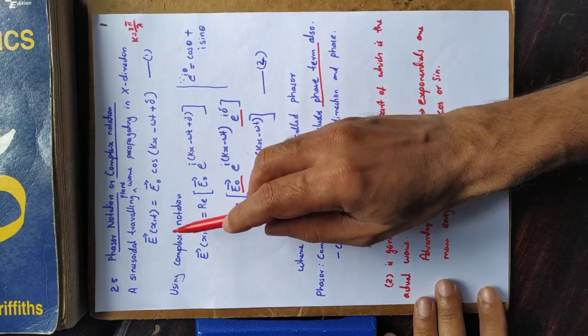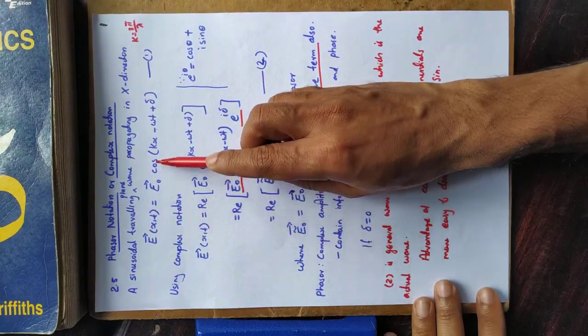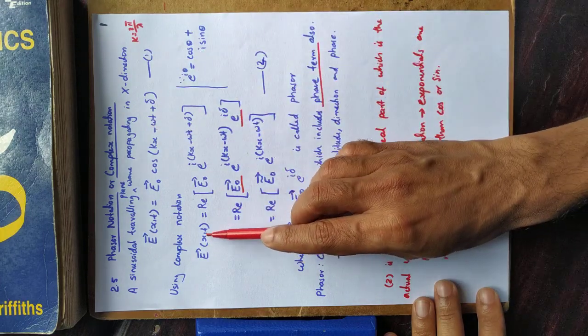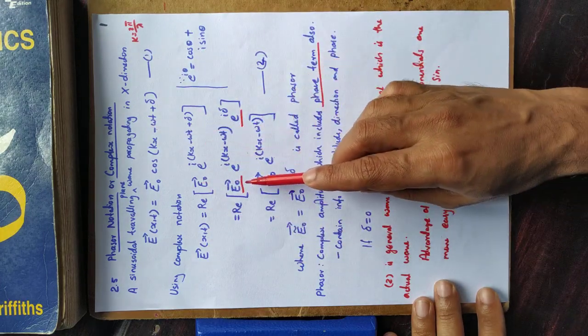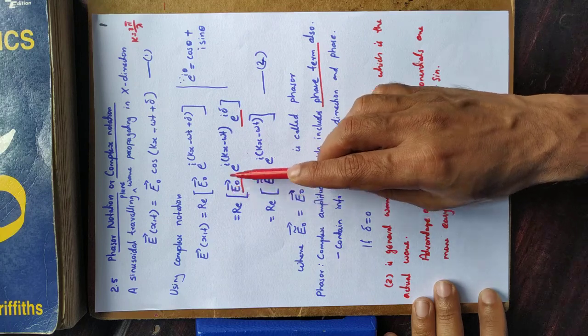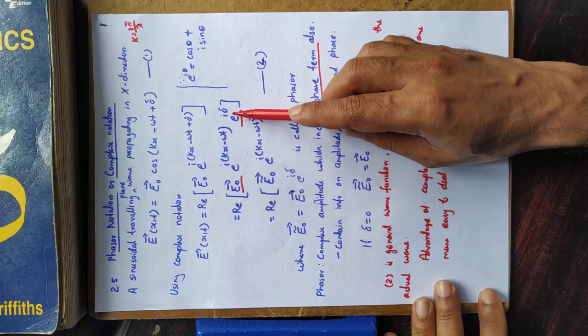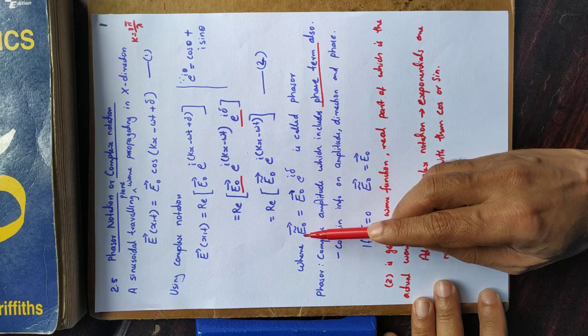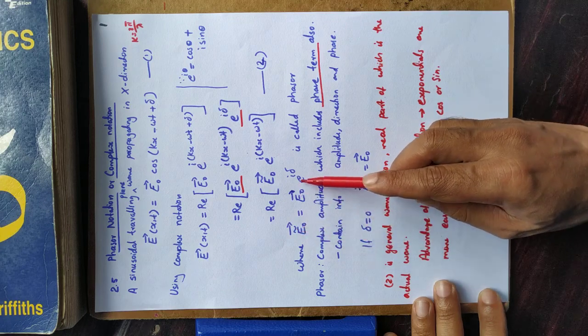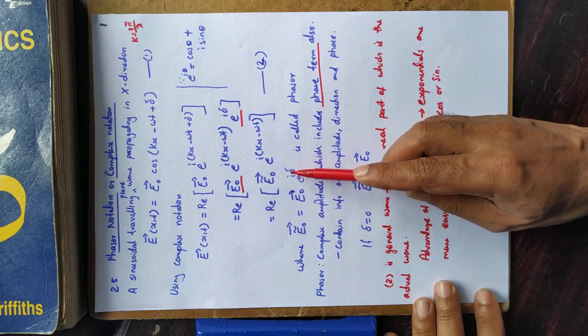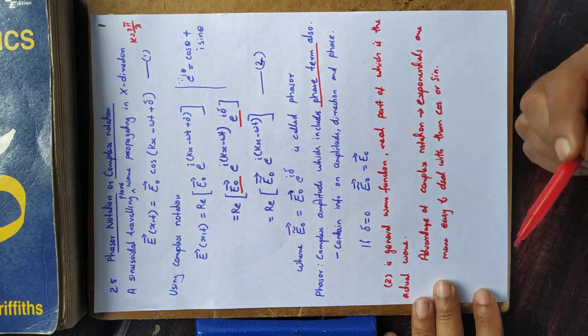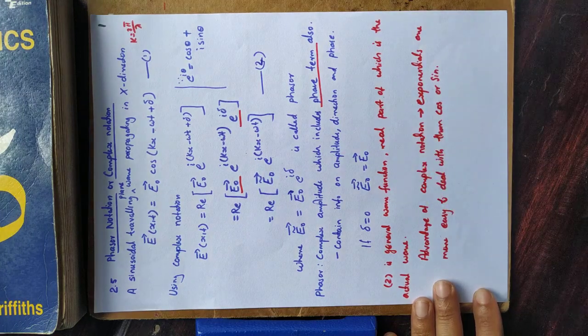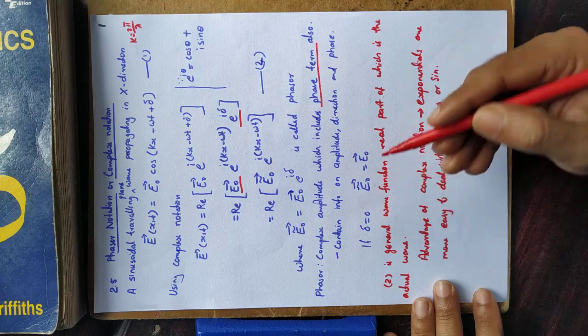So let me review again. The actual field is a sinusoidal function, and we express that in complex form. In complex form, the constant amplitude times the phase term is the phasor. So E0 tilde is equal to E0 times e raised to i delta. Now for the calculations which are coming, we take delta is equal to 0, phase factor is equal to 0.